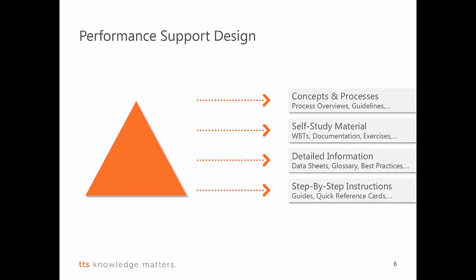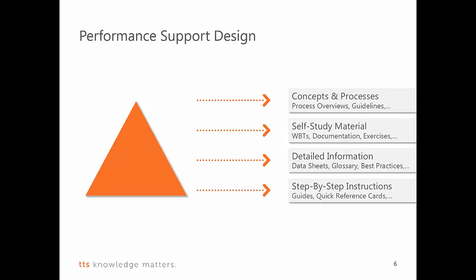We deem it necessary that help is provided at various levels of detail. So what users really need is, in addition to step-by-step instructions to, for example, an IT application, detailed information, self-study material, and concepts and processes. This might depend on the individual and also on the individual company, which is why these categories can be defined by each of our customers themselves. Enough of theory, let's now look at our products.